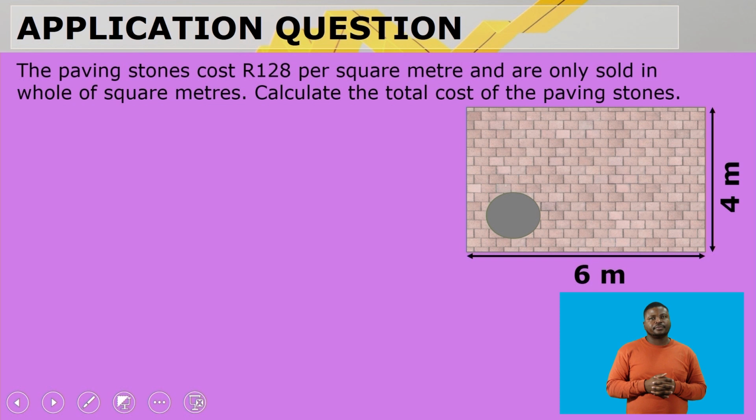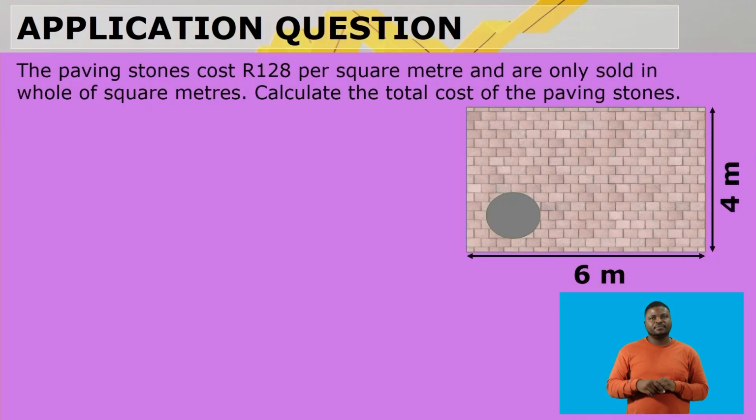The paving stones cost 128 Rand per square meter and are only sold in whole square meters. So you can only buy 7 or 8 or 9 or 5 square meters. I can't go into the shop and say I want 5.5 squares. It needs to be 6 then. Let's look at the question again. Calculate the total cost of the paving stones.